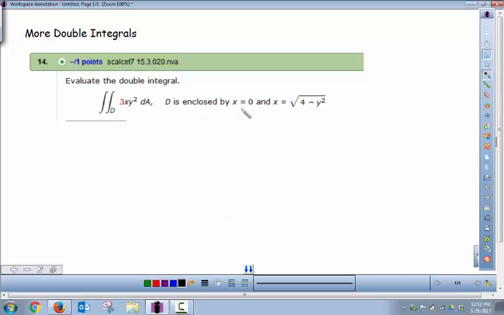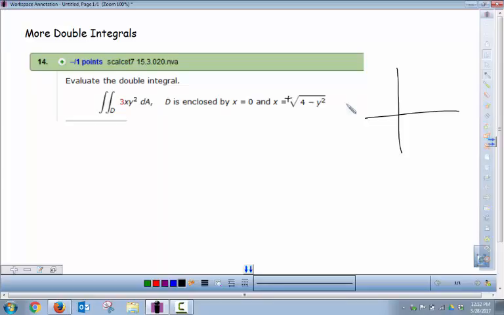D is enclosed by x equals 0 and x equals this. So you have to know what these graphs look like. The second one is x as a function of y, so if you put things together, you should see that it's kind of like a circle. Square both sides, and you get x squared plus y squared equals 4, a circle of radius 2. And it's on the positive side of x, so this would be the semicircle on the right side.